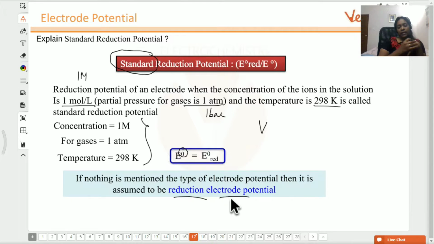Now, at the beginning of the class, I had told you we're going to learn about the concept of electrode potential, and we're also going to learn about the importance of the electrochemical series.